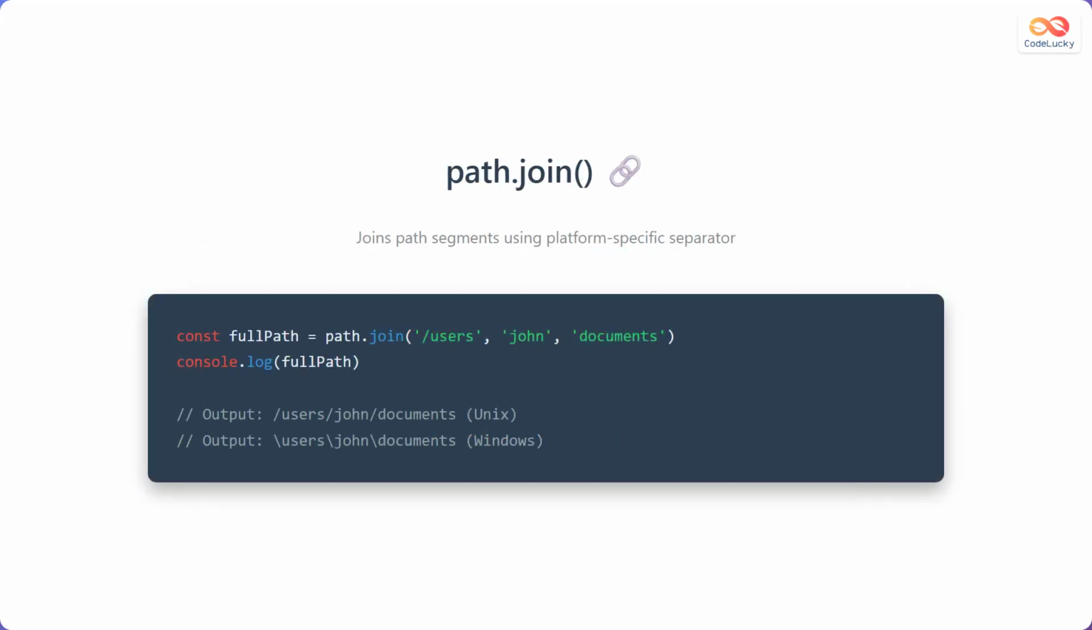The path.join method is used to join path segments together using the platform-specific separator. This ensures that the resulting path is valid for the operating system it's running on. For example, if you join /users, John, and documents, the output on a Unix system would be /users/john/documents, while on Windows it would be \users\john\documents.